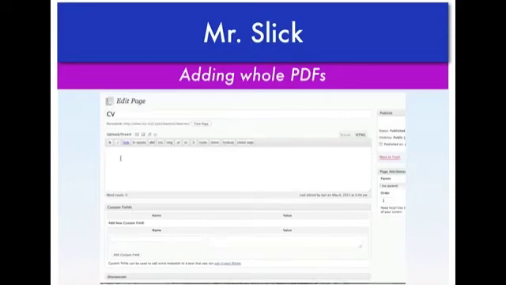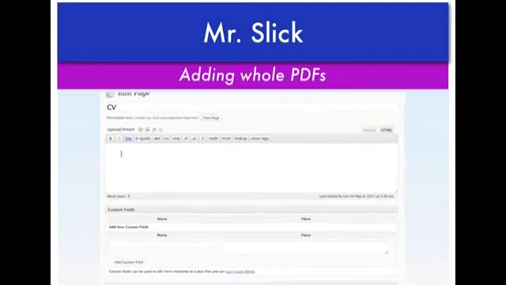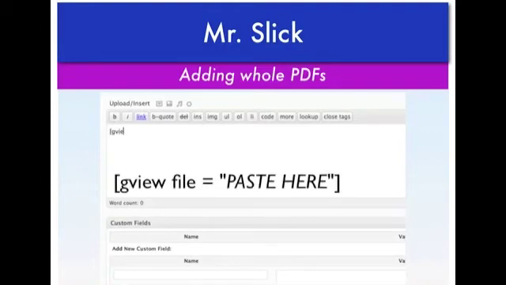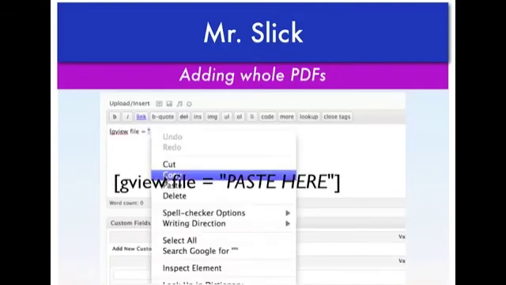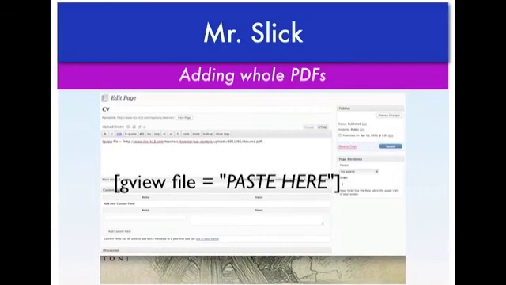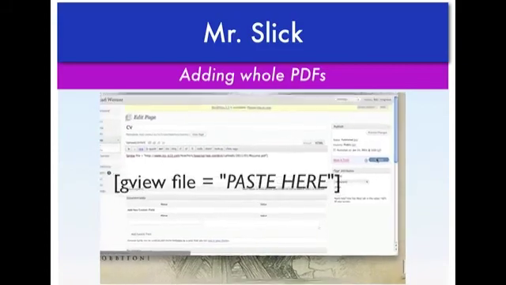The next thing that you're going to have to do is type in the smallest bit of code in order to get this to display correctly. And here's the code that you're going to need. You need a bracket, then you're going to type gview, then file, and then equals, and then you're going to need a quotation mark. The next thing you're going to do is a paste command, and that's going to put in that URL that you copied before. I lost my quotation there, so I'll put that back. And then I'm going to put another quotation in at the end and close my bracket, and that's it. And then all you have to do is click Update.